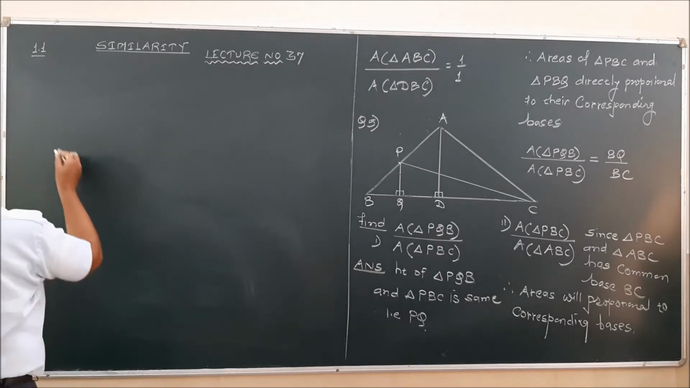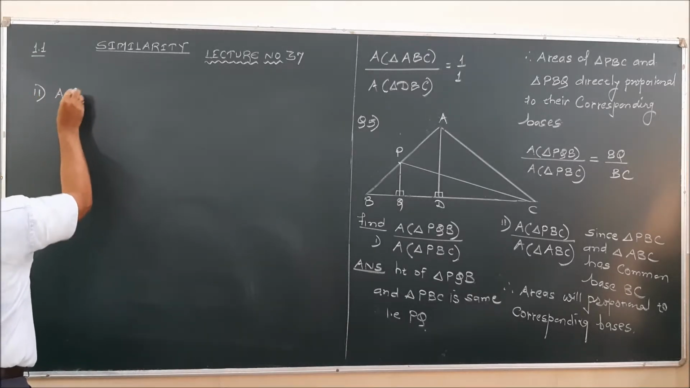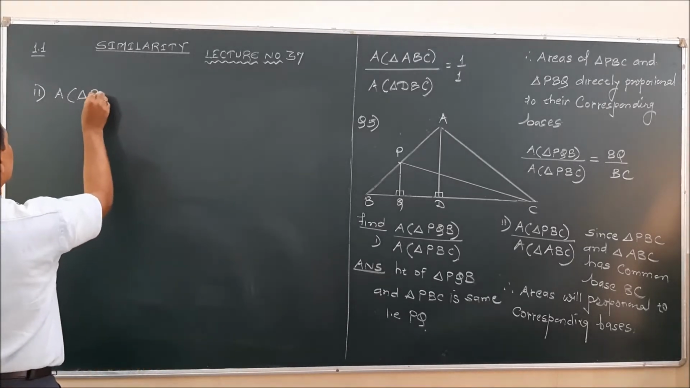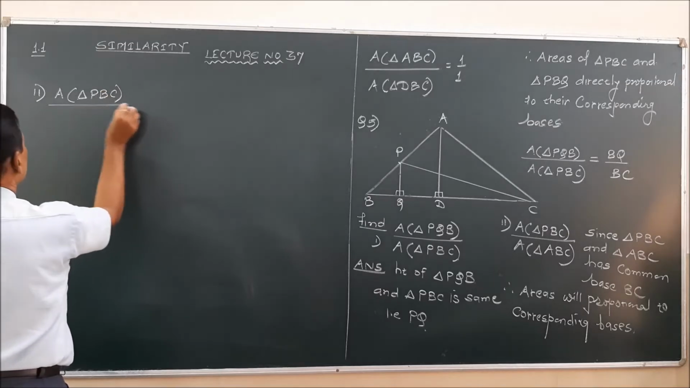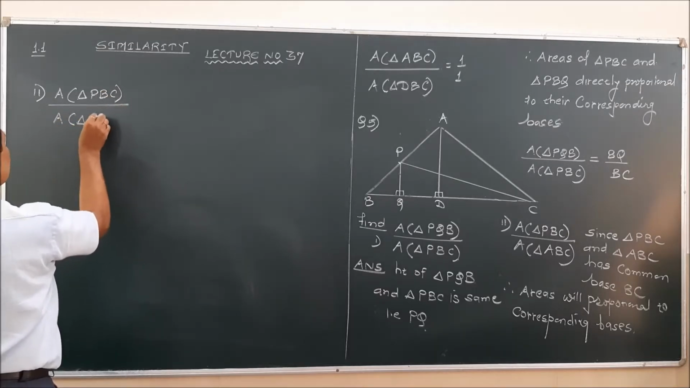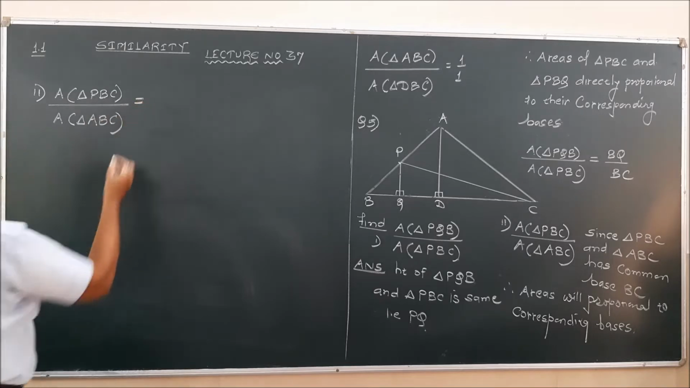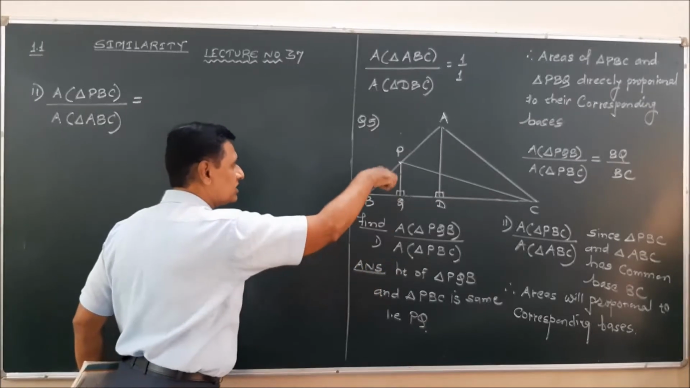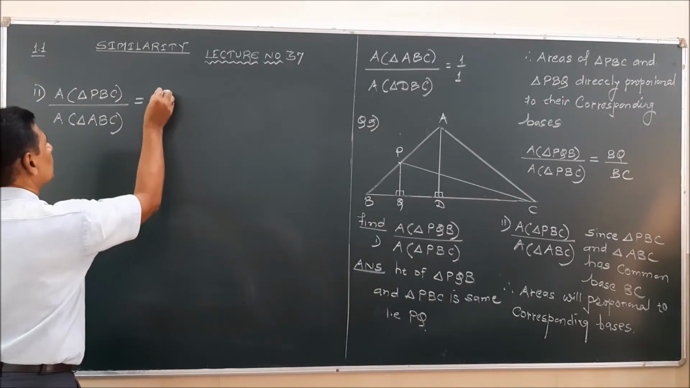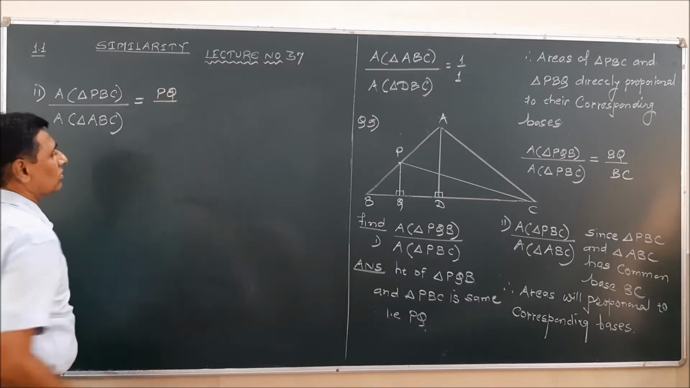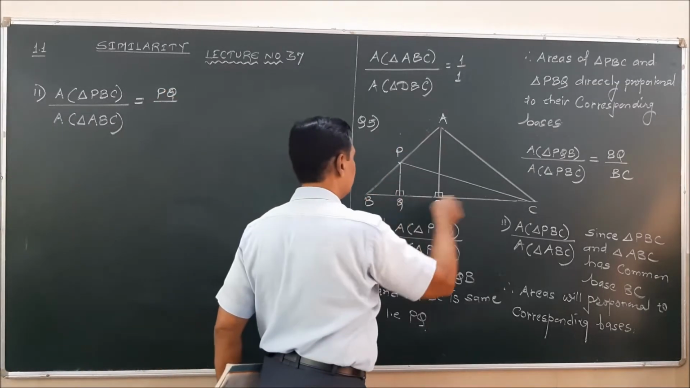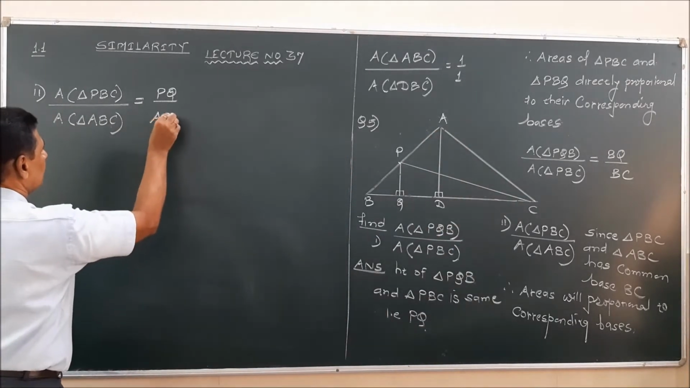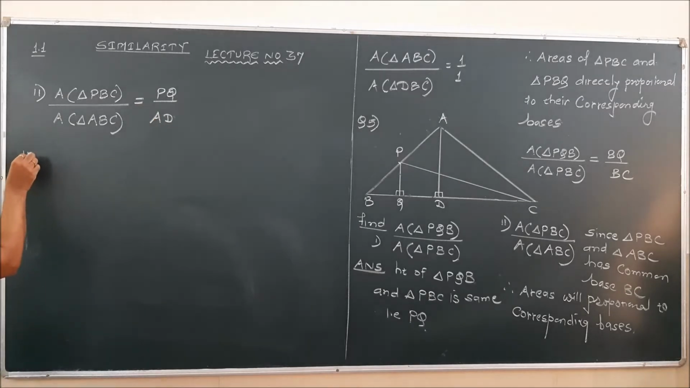I am writing the answer of the second one. Therefore, area of triangle PBC upon area of triangle ABC is equal to PBC upon ABC. What is the base of PBC? BC. What is the height of PBC? PQ, upon ABC. What is the height? Height is AD. Fine.